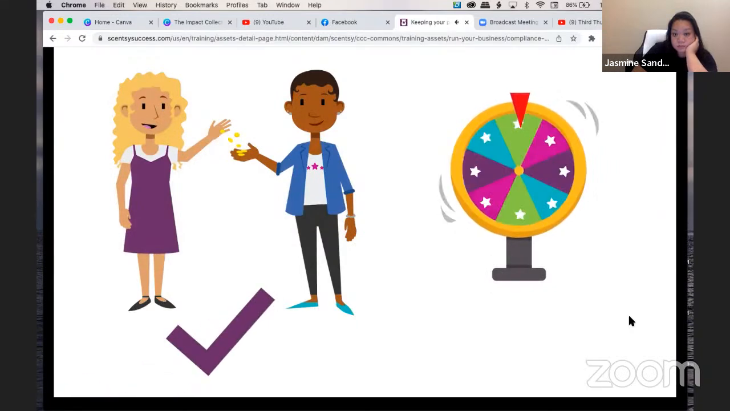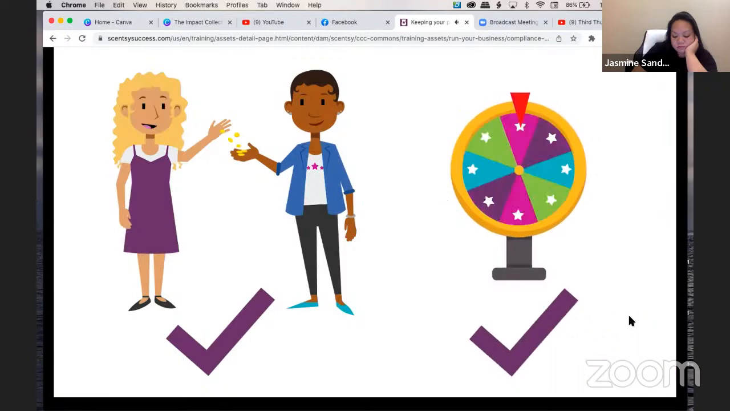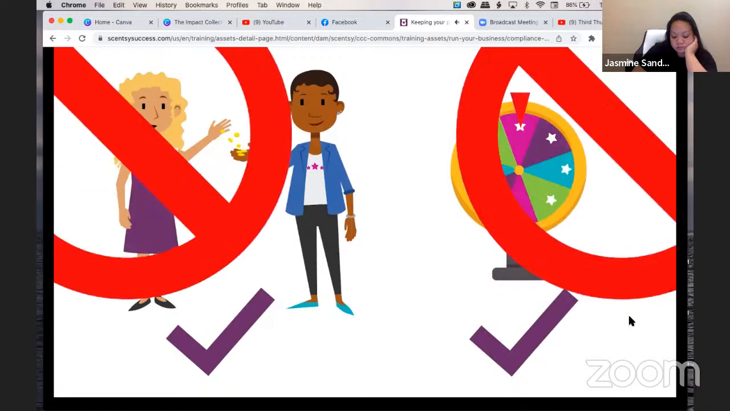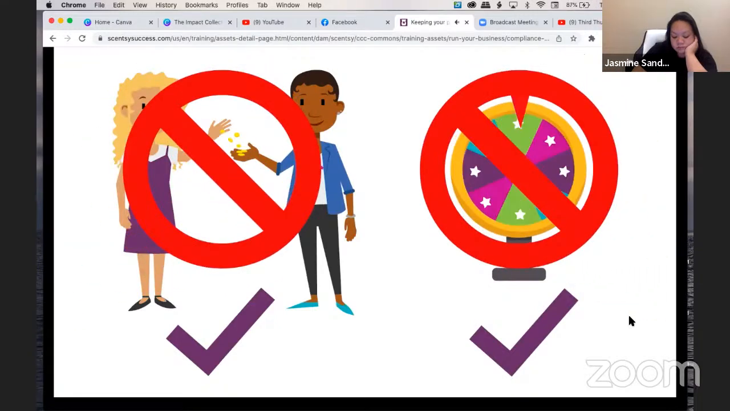Next question. Is the chance to win a prize random? Traditional bingo is played by randomly drawing numbers. It's a game of chance, so the answer to this question is yes. Since the answer to both questions is yes, this is considered pay to play and is not allowed.